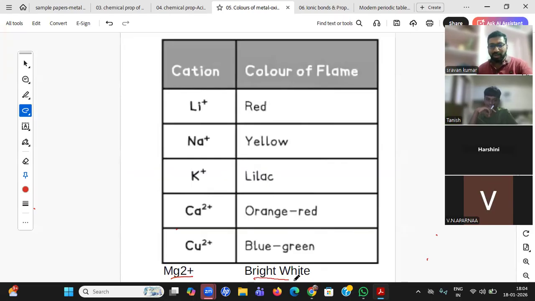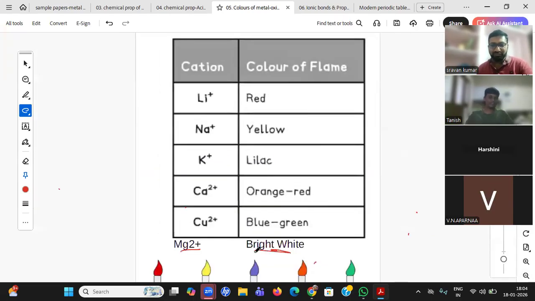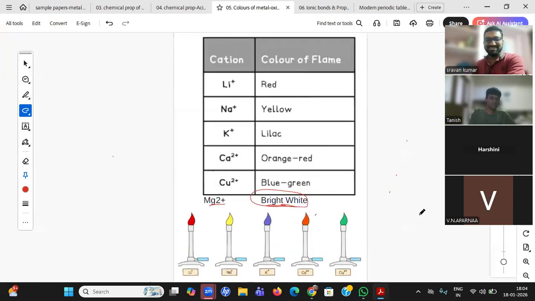So magnesium burns with a bright white flame. This we have seen, right? Your first activity in your CBSE. Magnesium, white light, dazzling white flame. Yeah, dazzling white flame. Right answer. First activity in your CBSE.